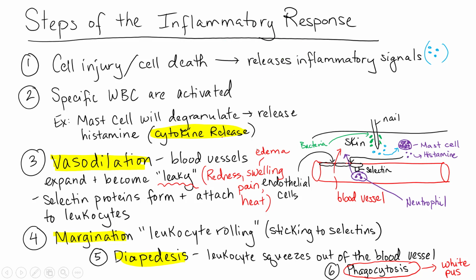And then this leads to cytokine release. This leads to vasodilation. When you have a sunburn, what do you notice about your sunburn? It becomes very red. It becomes swollen. It becomes painful. It becomes hot. Notice all of that is characteristic of inflammation.